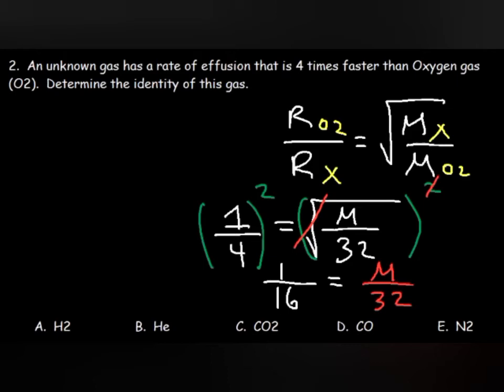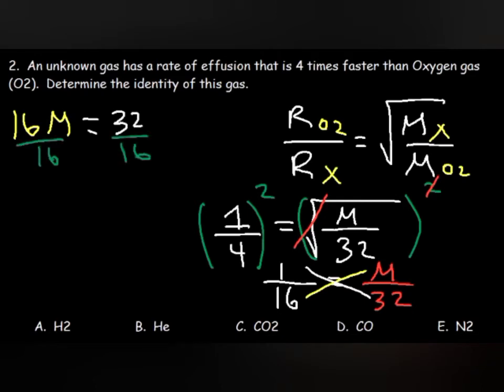So now let's go ahead and cross multiply. So 16 times n is simply 16m, and 1 times 32, well, that's 32. And if we divide both sides by 16, 32 divided by 16 is 2, so the molar mass is 2. Therefore, the answer has to be A.